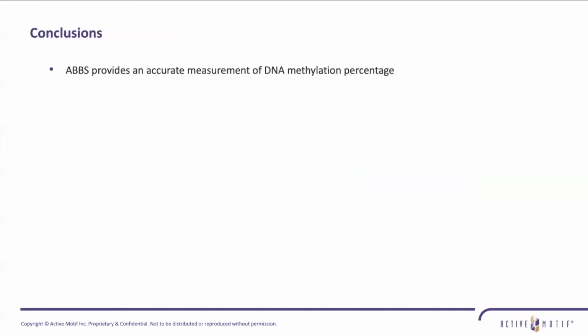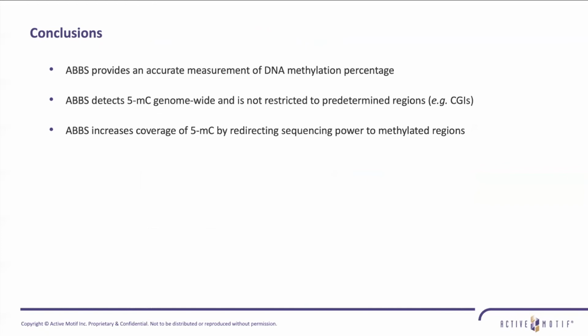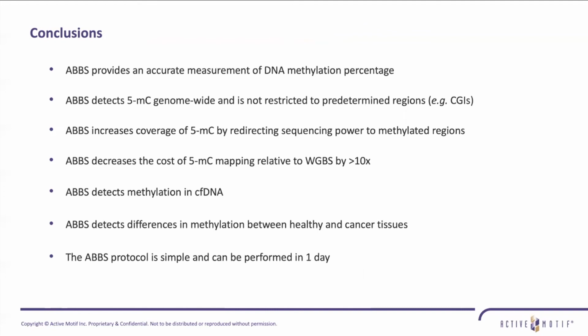So in conclusion, ABBS provides an accurate measurement of DNA methylation percentage. ABBS detects 5mC genome-wide, and it's not restricted to CpG islands, such as RRBS. ABBS increases coverage of 5mC by redirecting sequencing power to methylated regions. ABBS decreases the cost of 5mC mapping relative to whole genome bisulfite sequencing by 10 times. ABBS can detect methylation in cell-free DNA and also can detect differences in methylation between healthy and cancer tissues. And finally, it's an easy protocol that can be performed in one day.